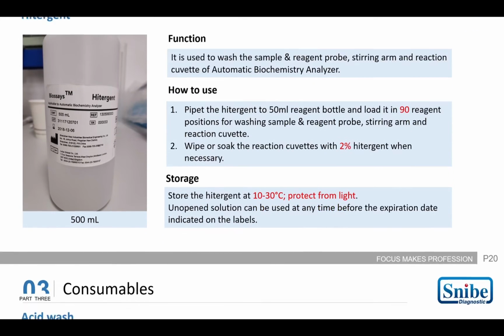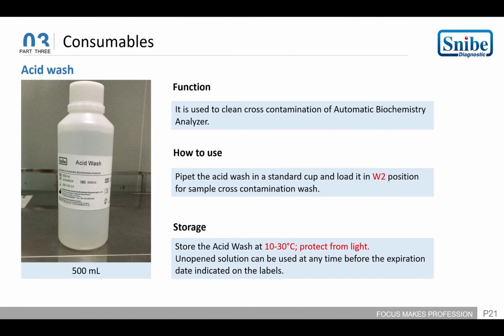The next one is about the acid wash. The acid wash is mainly used to clean cross-contamination. But how to use it? You pipette the acid wash into a standard cup and load it in the W2 position. The storage requirements are the same as the hypochlorite and alkali wash.